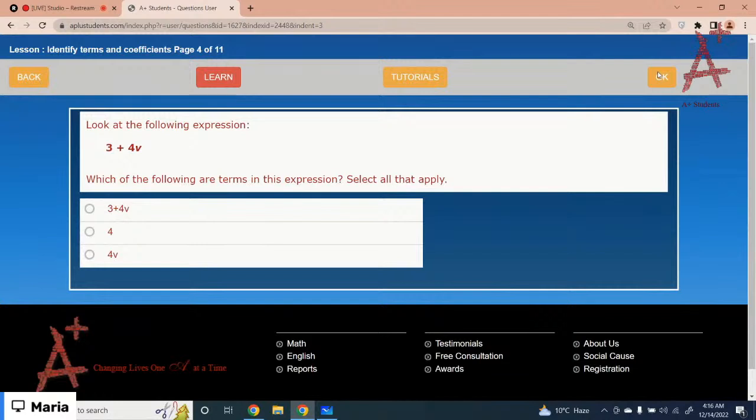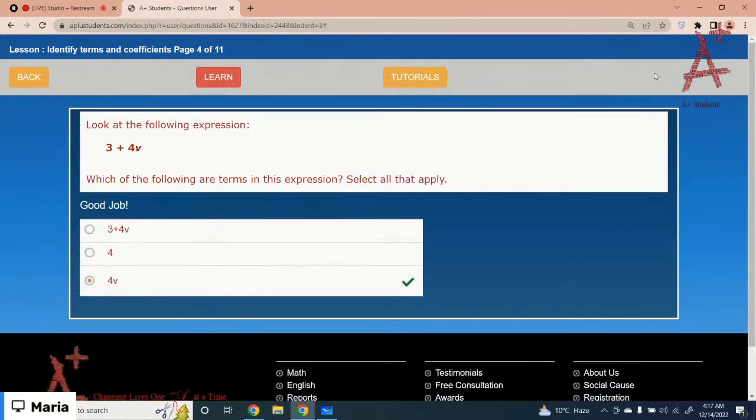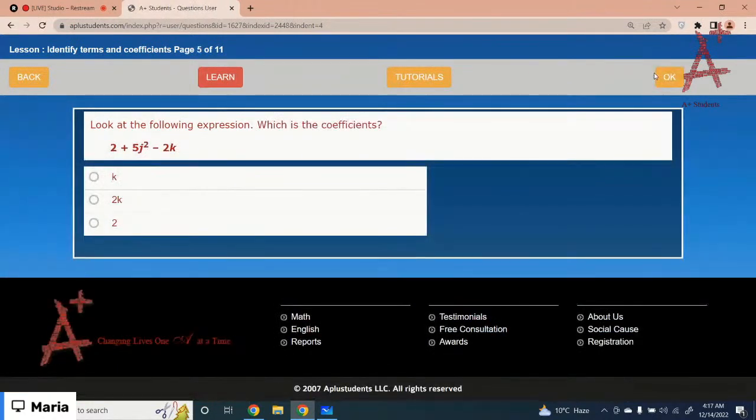Okay, look at the following expression. Which of the following are terms in the expression? So which is a term? 3 plus 4v, 4 and 4v. So 4v is actually the term. Got it? Because it has a variable v. So just select the correct option, then click on the OK button. Very good.